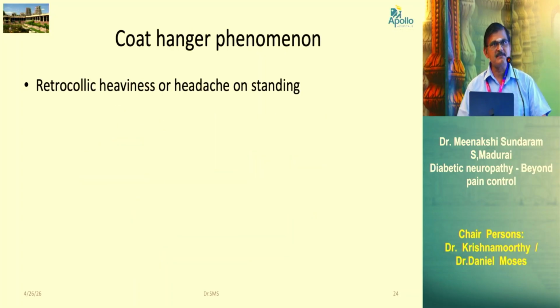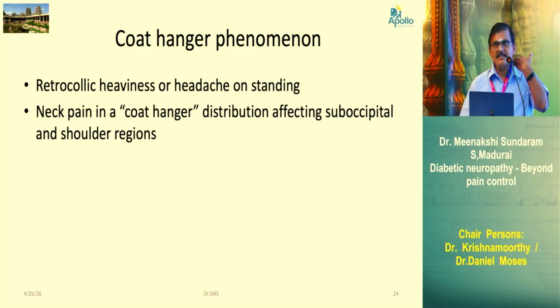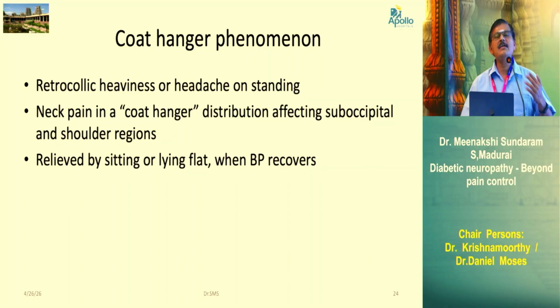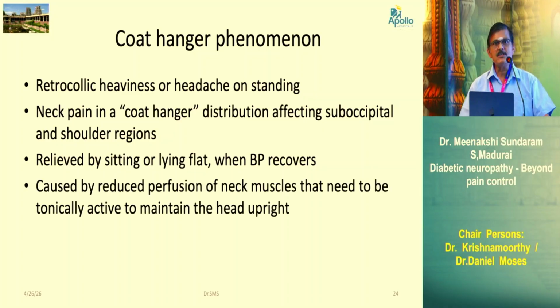The reason this happens is that the tonically active muscles that keep your neck erect are your spine muscles there, and those muscles have to be perfused well. That perfusion becomes low in the erect position because of the same postural hypotension-like phenomenon, and they cannot keep it upright, and they become much better upon lying down. A careful history always tells you the diagnosis, and then the treatment has to be guided by that alone.